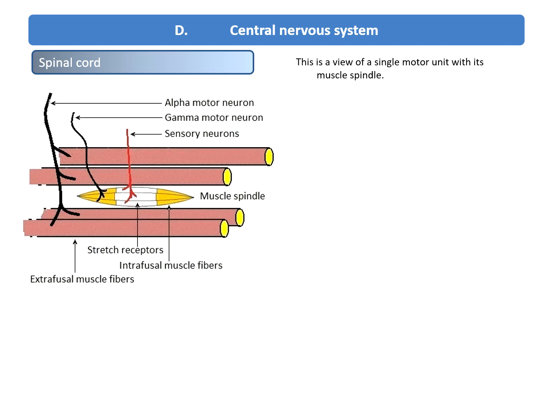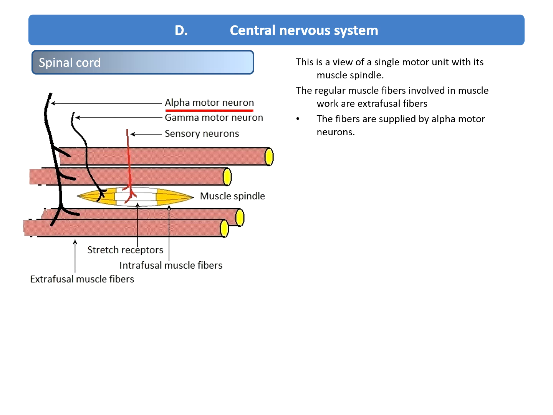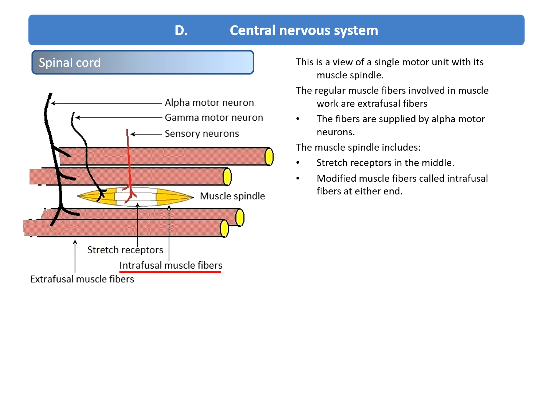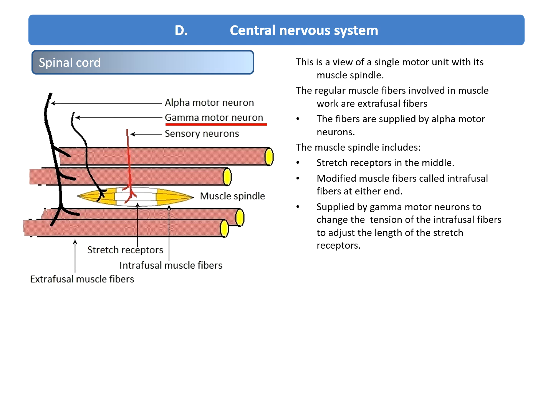Here's a view of a single motor unit with its muscle spindle. The regular muscle fibers involved in the muscle work are the extrafusal fibers. The fibers are supplied by a neuron, a motor neuron called an alpha motor neuron. The muscle spindle includes stretch receptors in the middle, with modified muscle fibers called intrafusal fibers at either end.